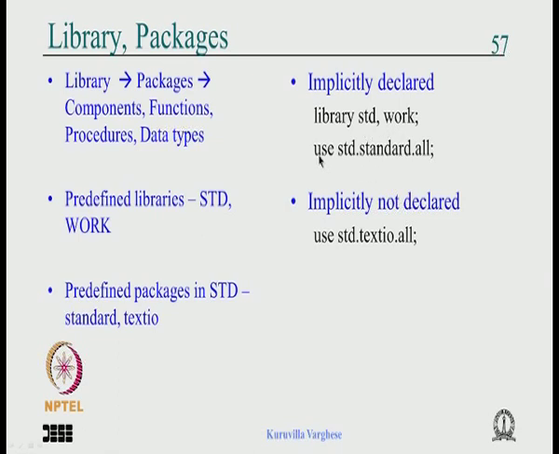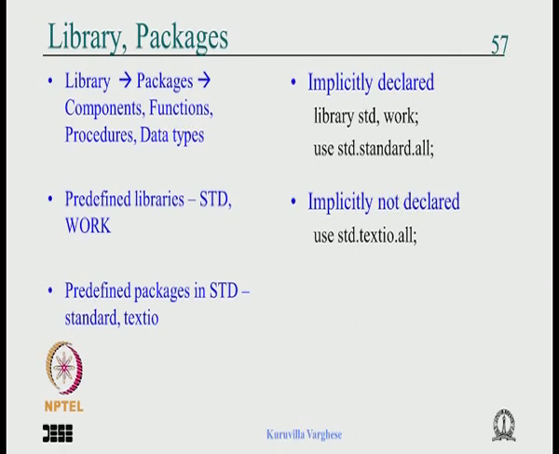Similarly, you do not have to say use std.standard.all because that is also implicit. But what is not implicit is the textio package. If you want to use the textio package, you have to say use std.textio.all. So that is a brief about the various libraries and packages, standard libraries, standard packages, what is implicitly declared, what is not implicitly declared and so on.